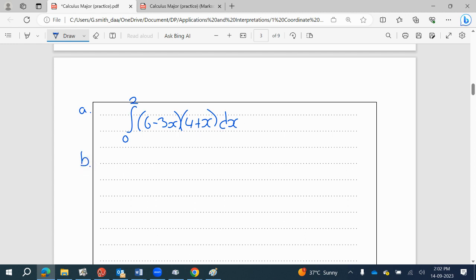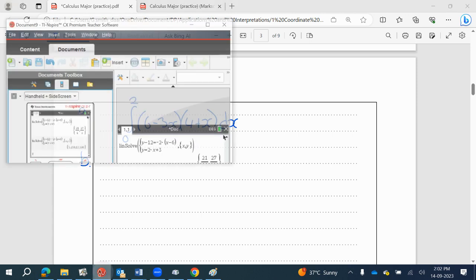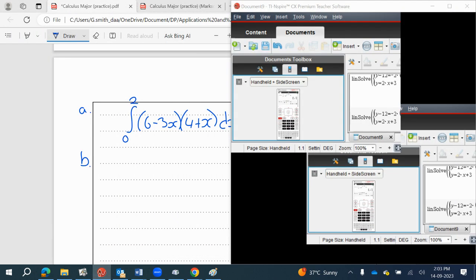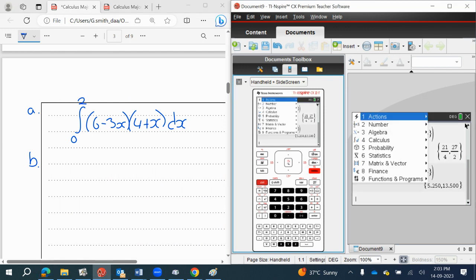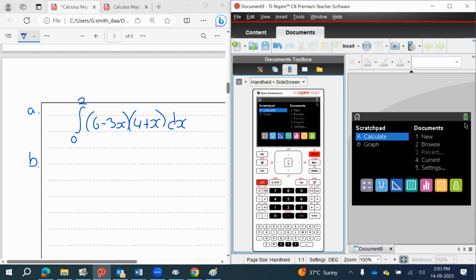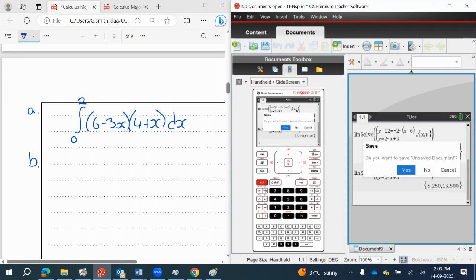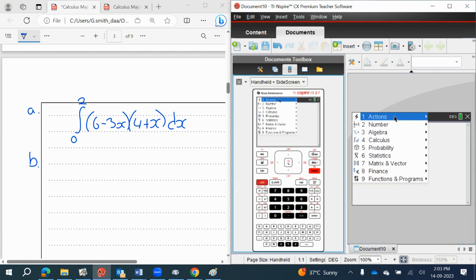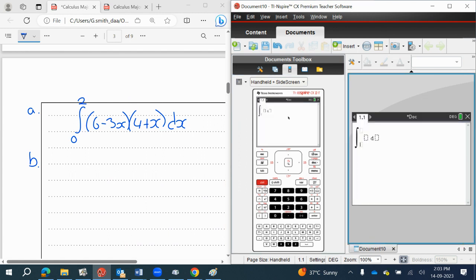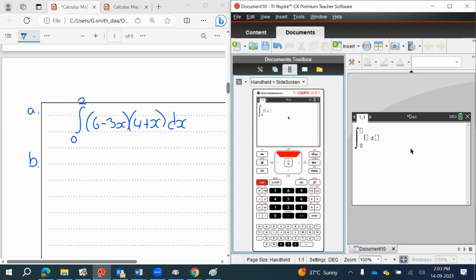So we can use our graphing calculator for this. And I'll pull up my graphing calculator here. On the graphing, I'll just refresh it a little bit. One of the best things to do is to press new. It's a new exam, so I don't want anything from my previous work there. I have to type this into the calculator. I press menu, calculus, numerical integral, 0, up, 2, I go down, bracket, 6 minus 3x, close bracket, multiply.